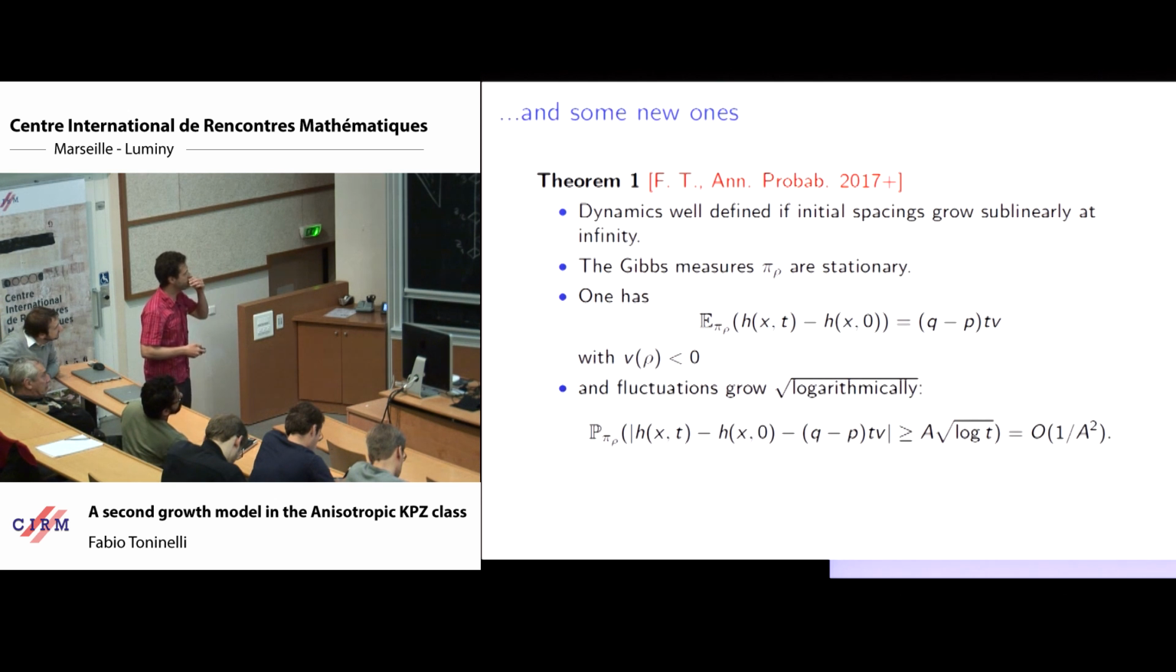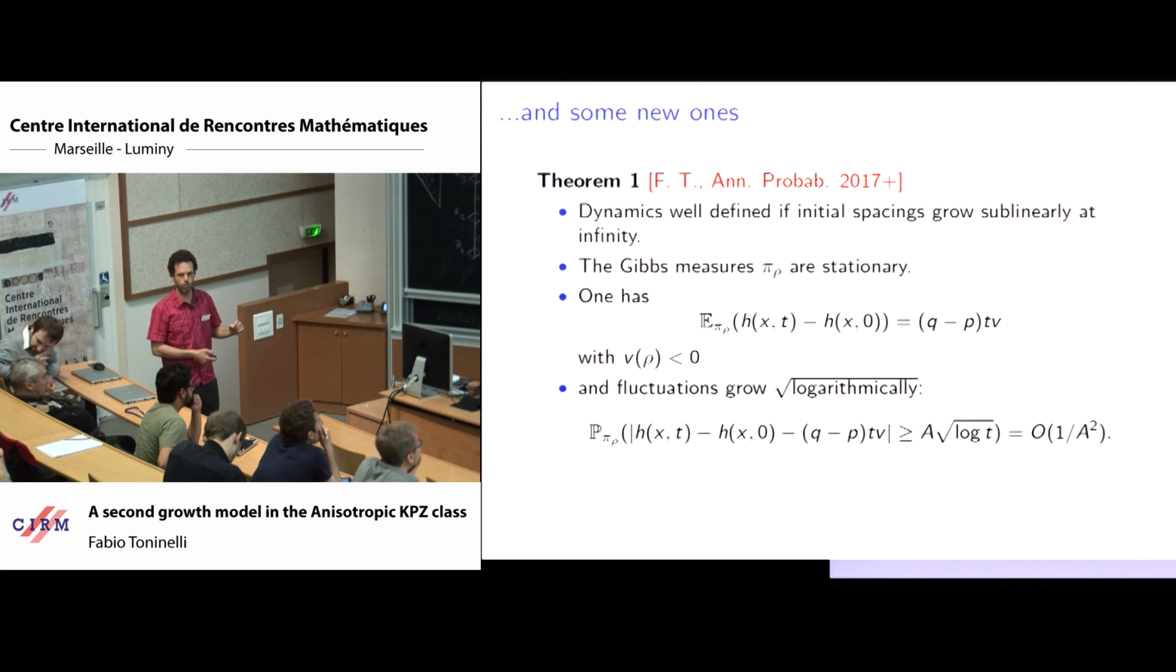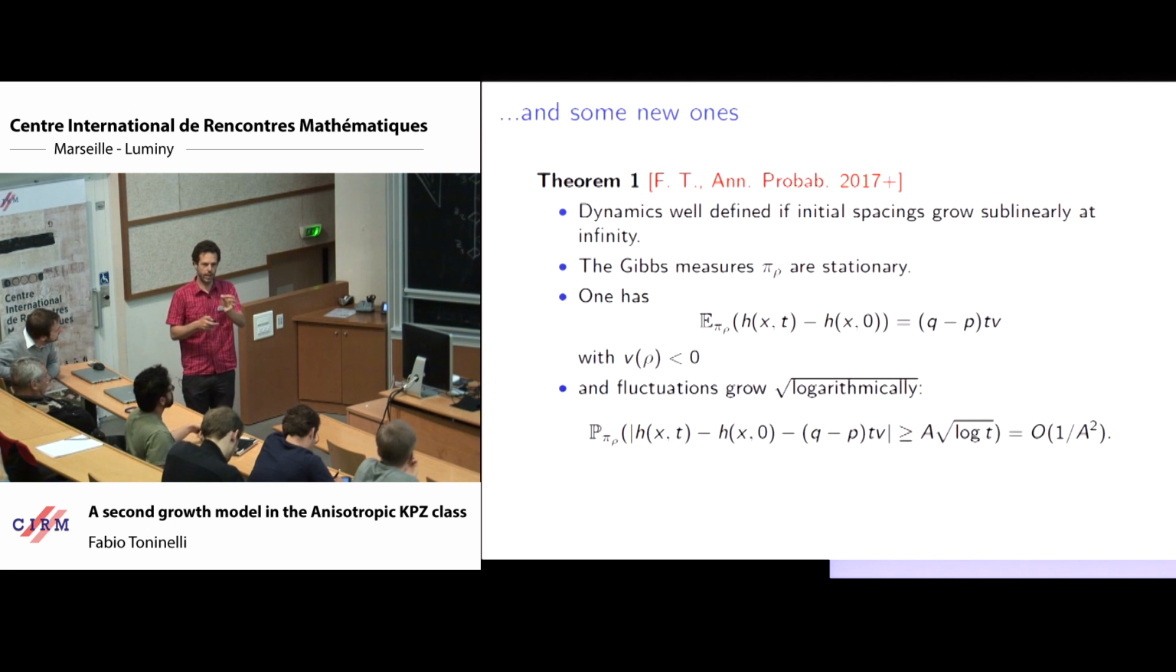And if you look at fluctuations, they grow like the square root of the logarithm of time. Essentially, this line is telling you that it's very unlikely that the height increase at a certain point in time t, minus the average height increase, is much larger than square root of log t. This 1 over a squared, I could get better, but it's not important. It goes to zero when a goes to infinity. This is compatible with the result they have for their special initial condition, where they prove that height fluctuations on scale square root of log t converge to Gaussian.